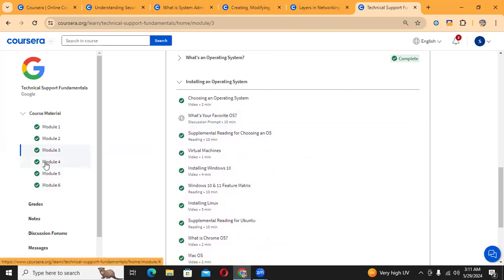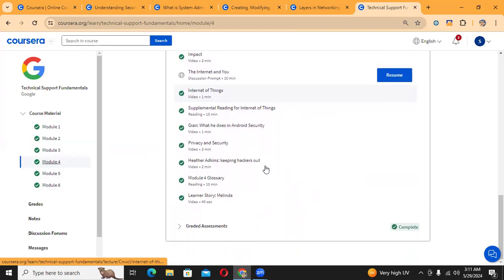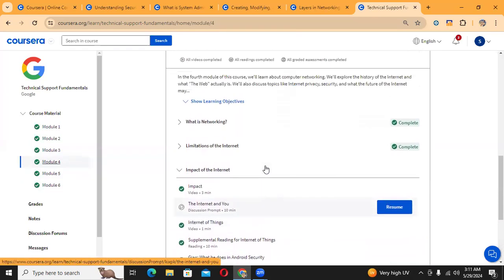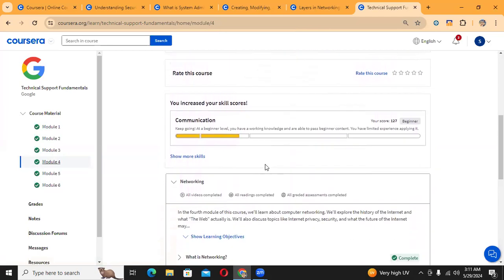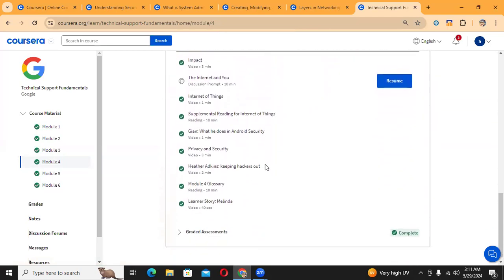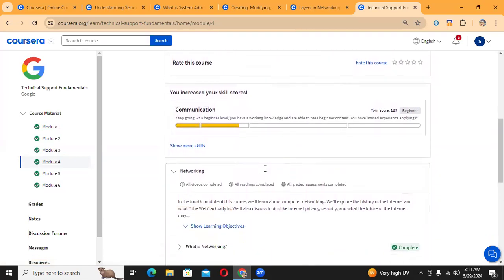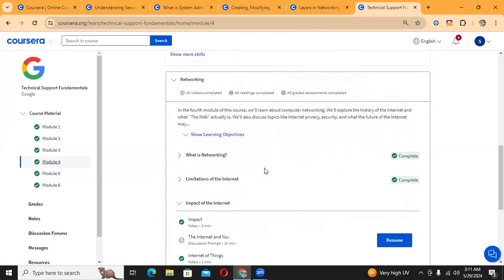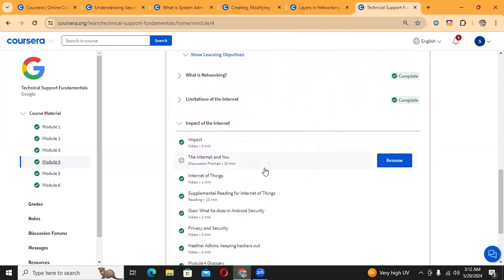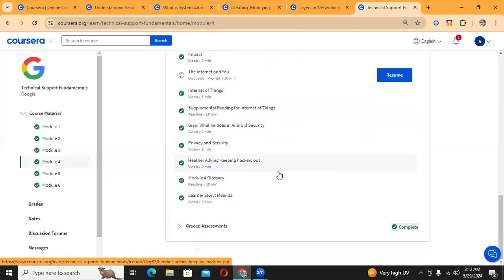So let's move on to module 4. Module 4 is basically about the networking overview. It tells us about the fundamentals of computer networking, including how networks operate and how to troubleshoot network issues. We have different key concepts, which are DNS, LAN, WAN, routers, switches, modems, and wireless networking systems, and basic network troubleshooting.